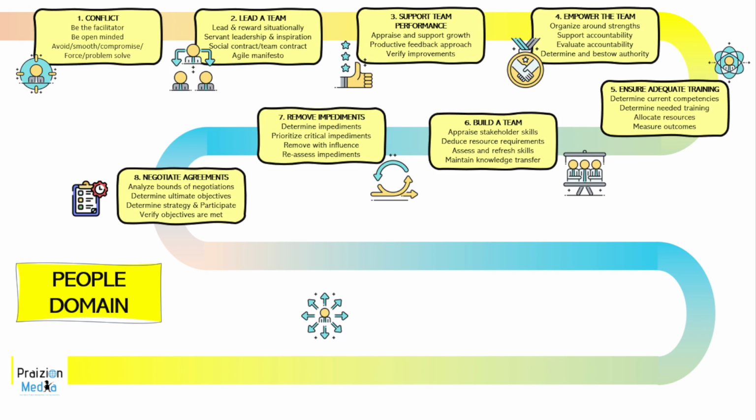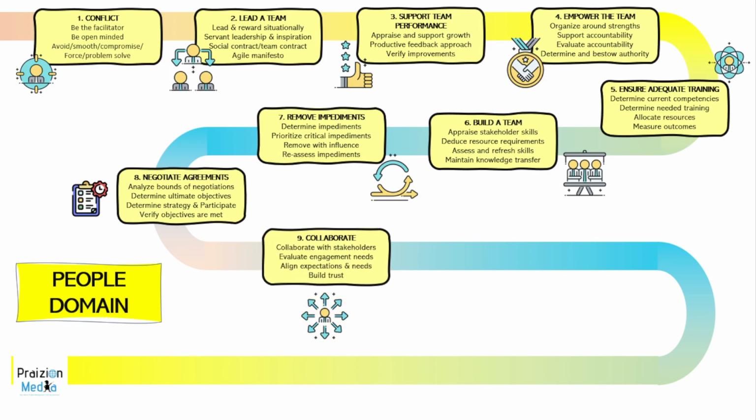Number 8, negotiate agreements. Analyze bounds of the negotiation, but most importantly, ensure there's a strategy. So determine the strategy for the negotiations and be aware that this is not just about money. This could be trade-offs. It could be scope, schedule, cost. It could be story points. So be aware that when we say negotiate, we're not just talking about money. We could be talking about anything on the project.